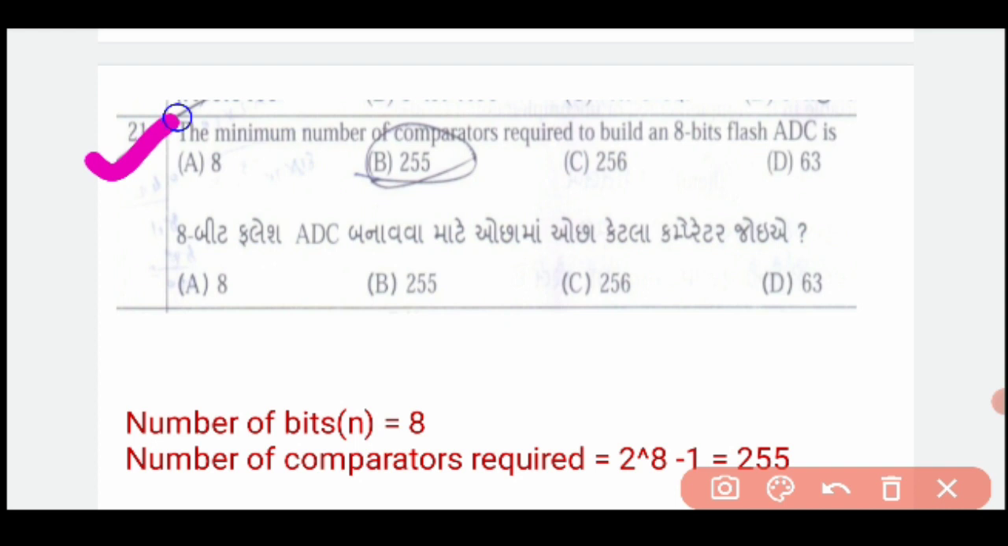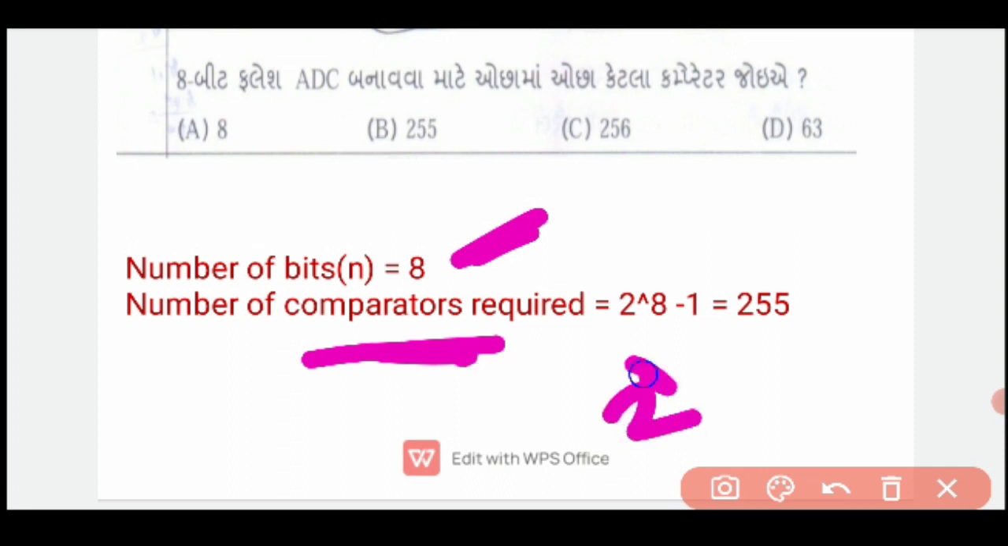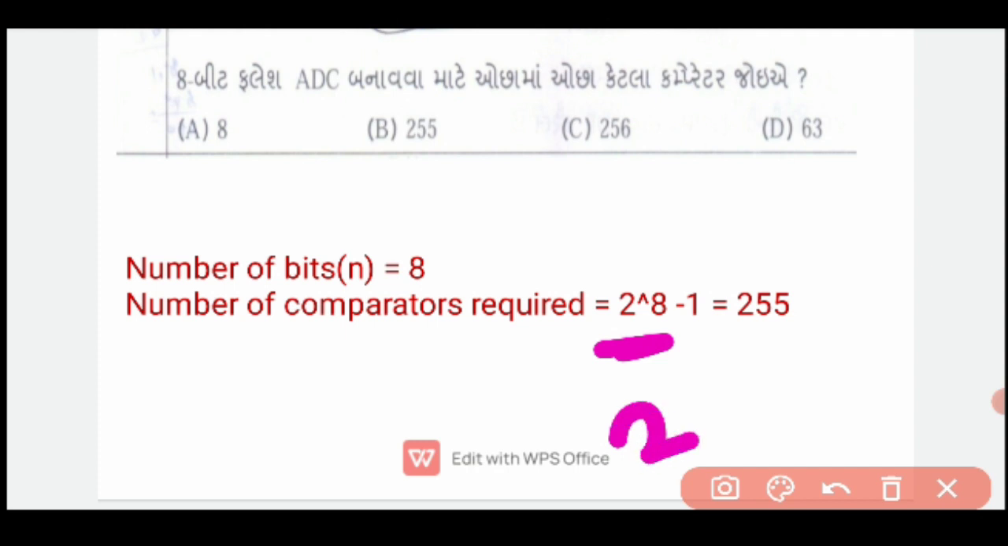Question number 21. The minimum number of comparators required to build an 8-bit flash ADC is: option A, 8; B, 255; option C, 256; option D, 63. Then the answer is 255. Here we have the solution. The number of bits is 8. Then the number of comparators required is equal to 2 raised to n minus 1. Then 2 raised to 8 is equal to 256, minus 1 is equal to 255.